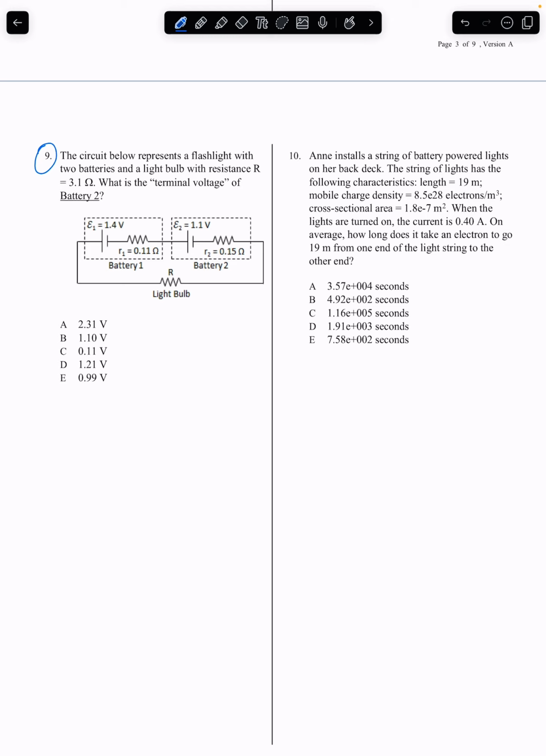Alright, so here in this problem we need to find the terminal voltage of battery 2. So there will be a current in this loop. It is natural to define this in the following way, just from positive terminals of these batteries to the negative ones. Okay, so the current I will call here I.